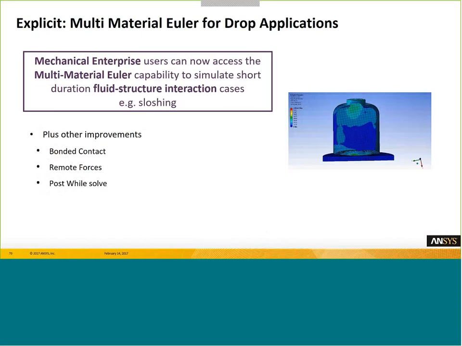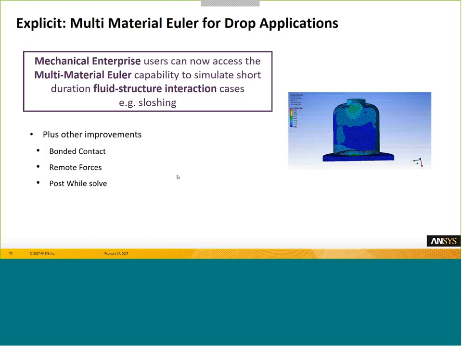In terms of explicit dynamics as well, in Mechanical Enterprise, for those who have access to that, we've now exposed the multi-material Euler capabilities, and this allows us to model both the structural response and the fluid. So this is a fluid-filled vessel being dropped, and the multi-material Euler solver allows us to capture both of those for fluid structure interaction models, so looking at things like sloshing and what happens to the fluid within the volume as it can slosh and maybe load the part in a different way.